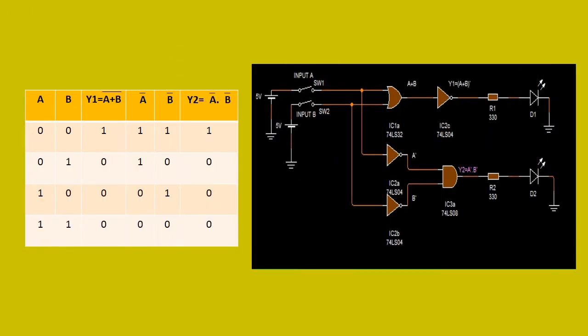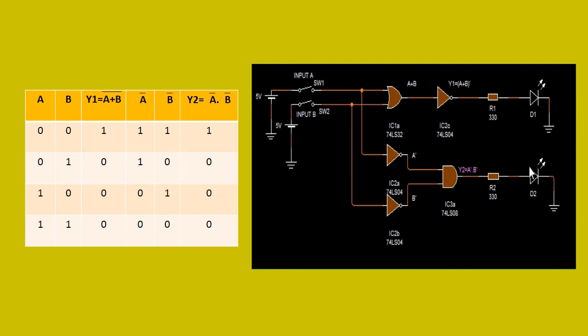So this is the circuit implementation of the first law of De Morgan's theorem. Here we use one OR gate, chip number 7432. We use 3 NOT gates, one here, another one here. The chip number is 7404, and we use one AND gate. The chip number is 7408.